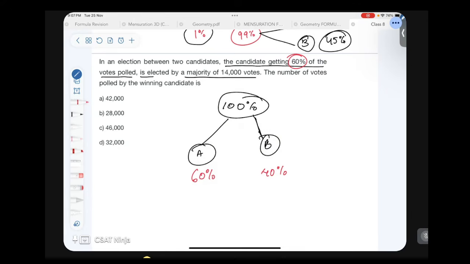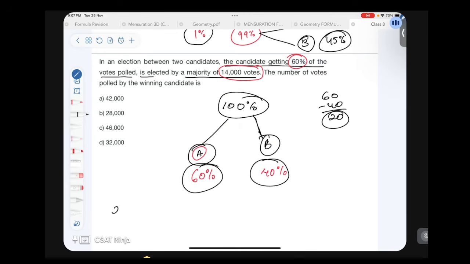But look here carefully. Candidate A was elected by a majority. That means A won the election by 14,000 votes. But by how much percent did A win? 40 and 60. 60 minus 40 is how much? 20. So according to our percentage, A won the election by 20%.